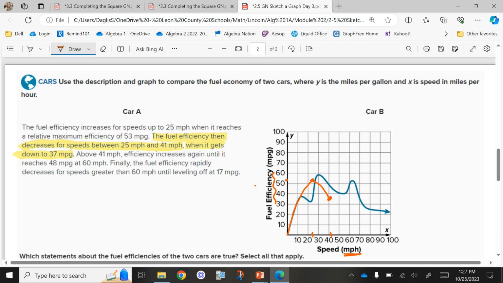So 25 is where I just came from. Remember it says it increased up to 25. And now from 25, it's going to decrease until it hits 41.